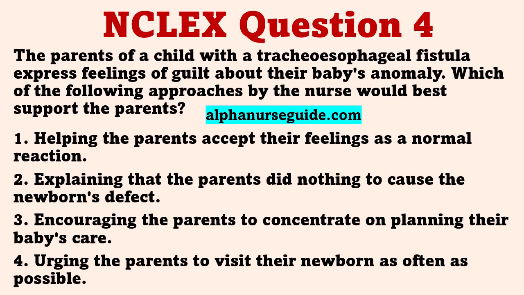The parents of a child with a tracheoesophageal fistula express feelings of guilt about their baby's anomaly. Which of the following approaches by the nurse would best support the parents? 1. Helping the parents accept their feelings as a normal reaction. 2. Explaining that the parents did nothing to cause the newborn's defect. 3. Encouraging the parents to concentrate on planning their baby's care. 4. Urging the parents to visit their newborn as often as possible.